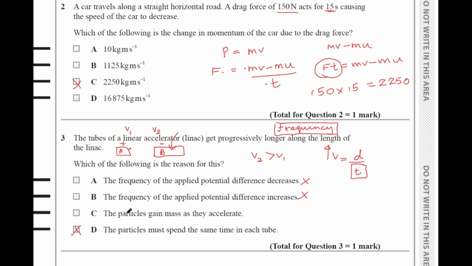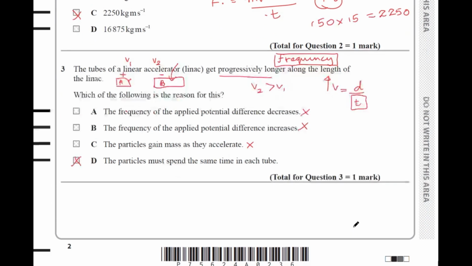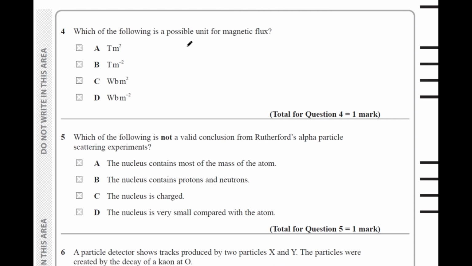So option C is also wrong. It says the particles gain mass as they accelerate, but that is not the reason for this. Okay, all right. Then next question. It's a unit question. Pretty straightforward, but still some students are struggling with this type of question.